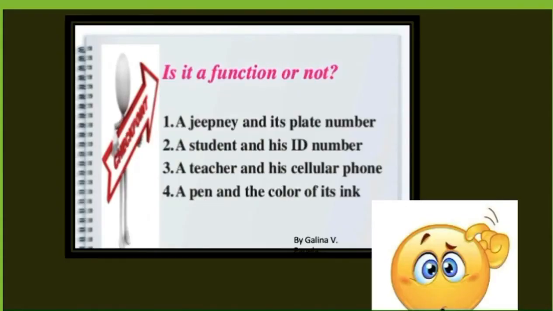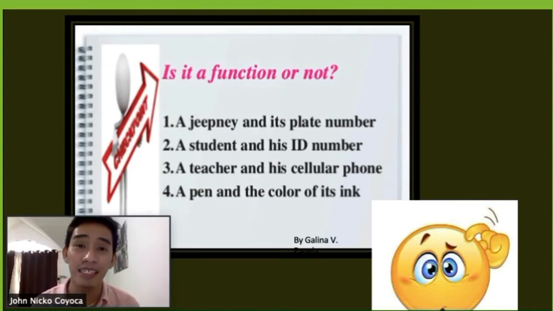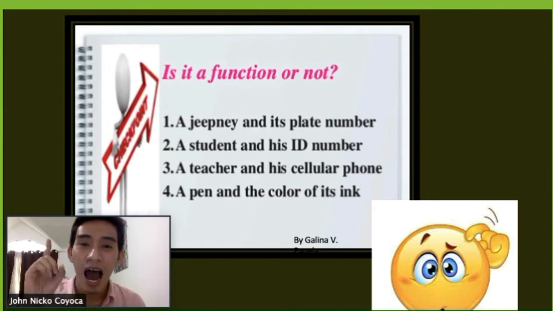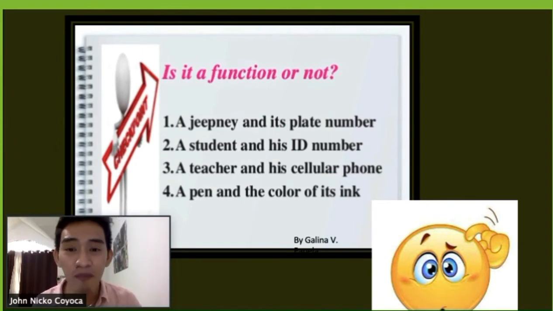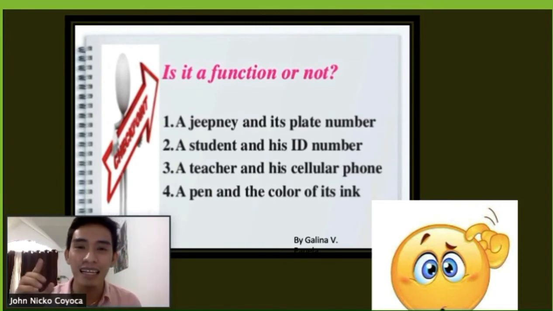So let's have this one as examples. Okay? So, let's identify if the following is a function or not. Number one, a jeepney and its plate number. A jeepney and its plate number is a function. Why do you think so? It is a function because, again, a jeepney corresponds to exactly one plate number, or every jeepney has its own unique plate number. There is no jeepney having two plate numbers, correct? So therefore, it is a function because there's exactly one element that corresponds to our input.